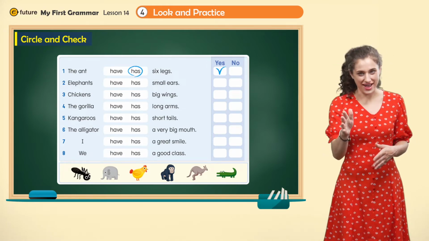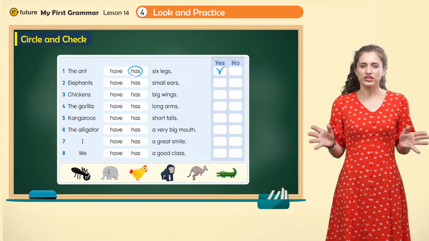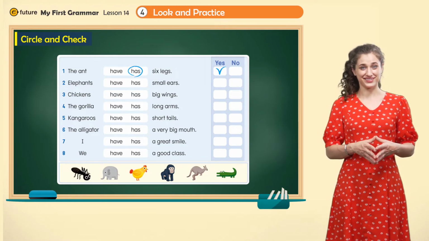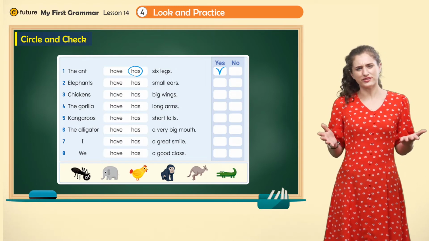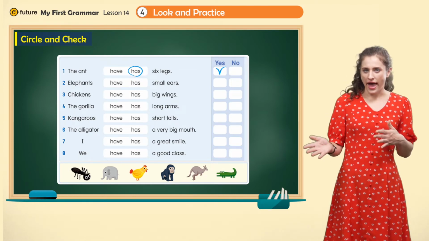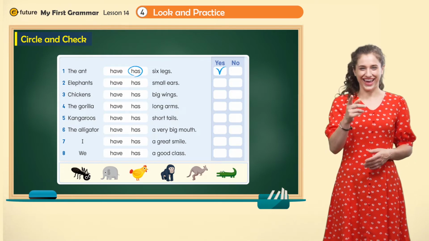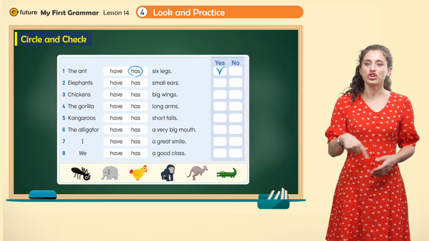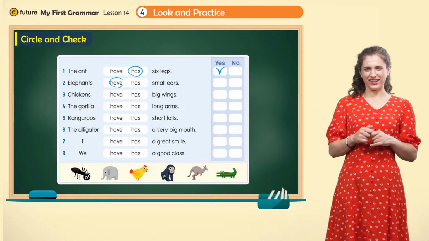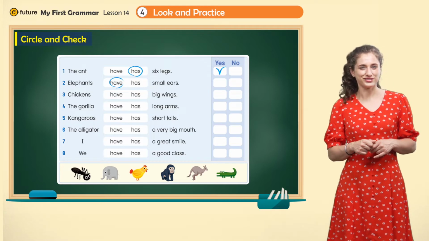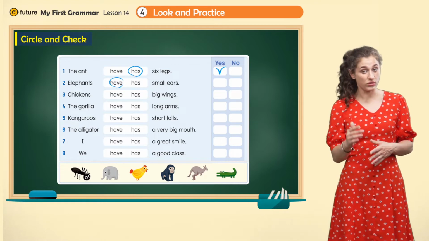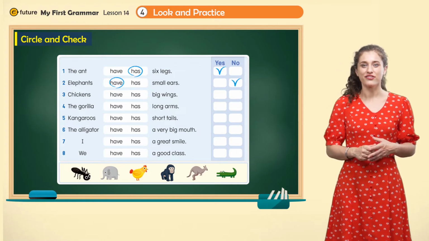So, check yes. Now, let's look at number 2. Elephants. Can you see S here? Yes, elephants. So that's more than 1, maybe 2, maybe 3 or more. Then have or has. Have, yes. Circle have. Elephants have small ears. Elephants have small ears, yes or no? No, elephants have big ears. So check no. Okay, very good.